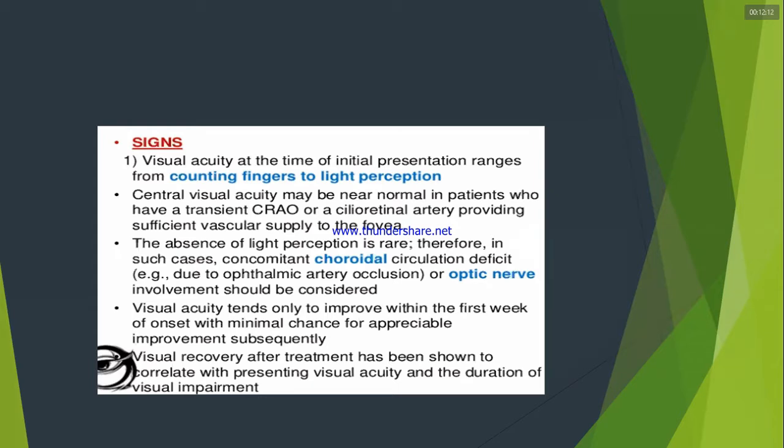The absence of light perception is rare. Therefore, in such cases, concomitant choroidal circulation deficiency due to ophthalmic artery occlusion or optic nerve involvement should be considered. Visual acuity tends to improve only within the first week of onset, with minimum chance of appreciable improvement subsequently. So there is only a chance of improvement within the first week of treatment.